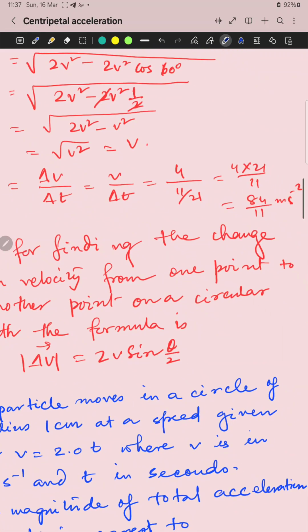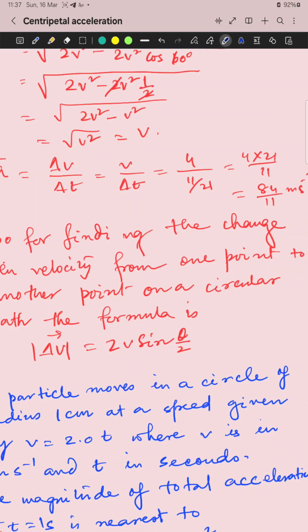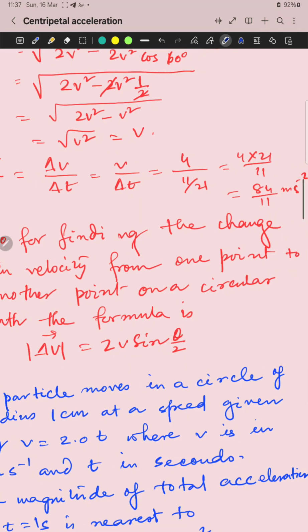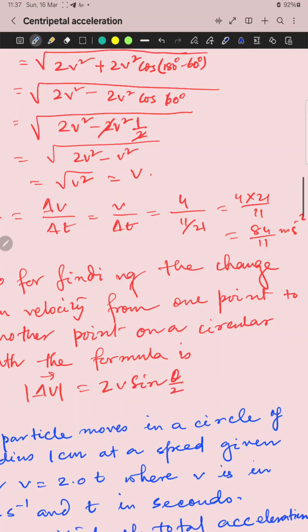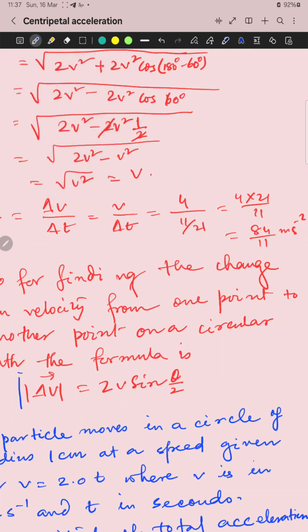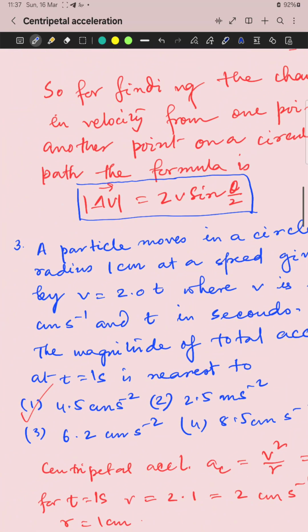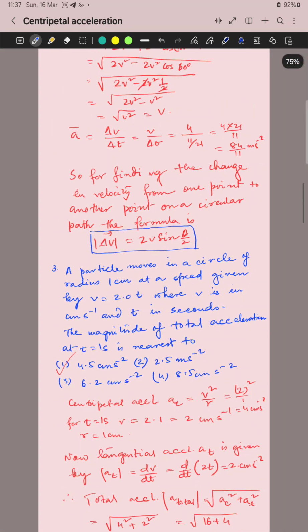So for finding the change in velocity from one point to another point on a circular path, the formula is delta v equals 2v sine theta by 2. So if you remember this formula, we can easily calculate the change in velocity and thus find the average acceleration.